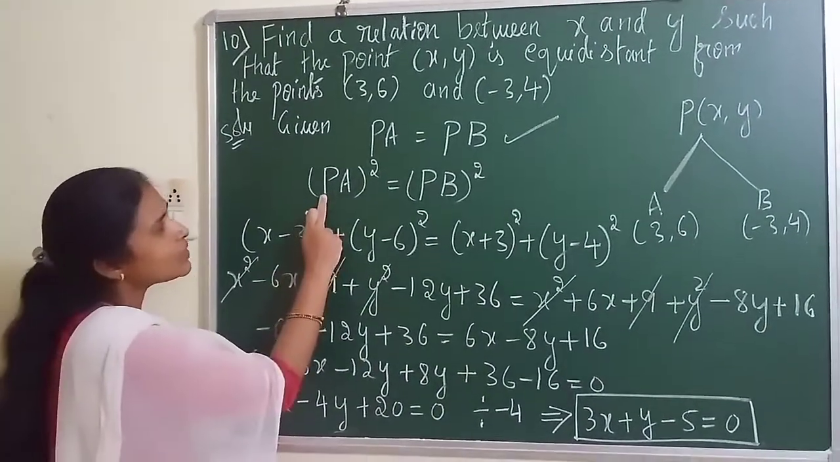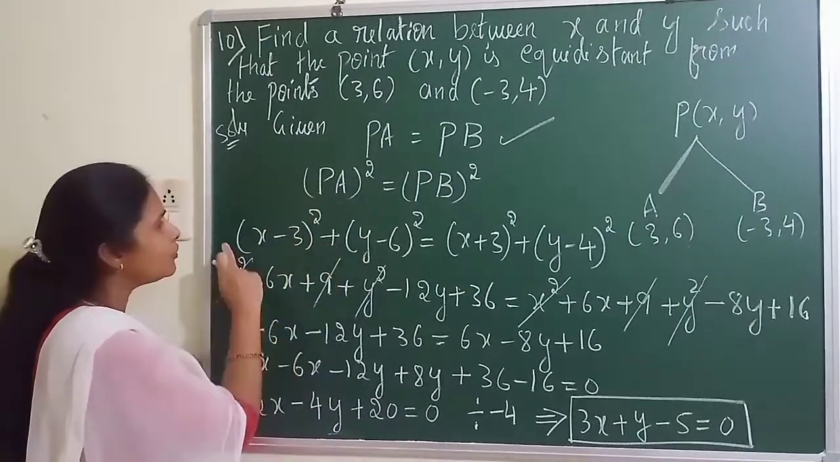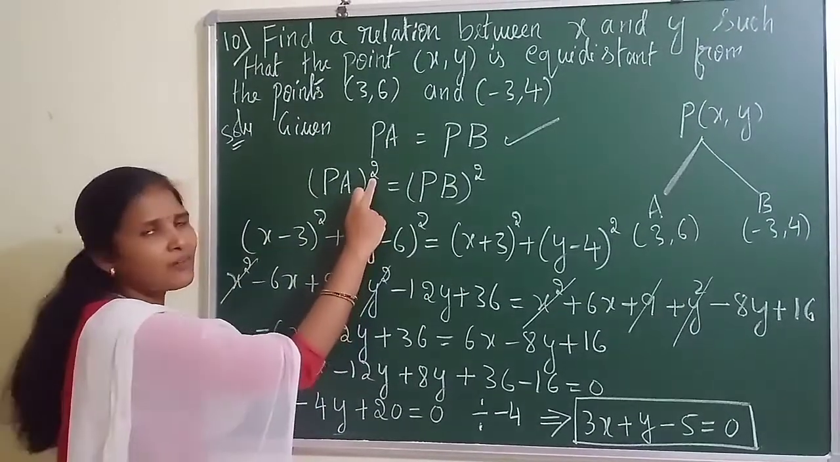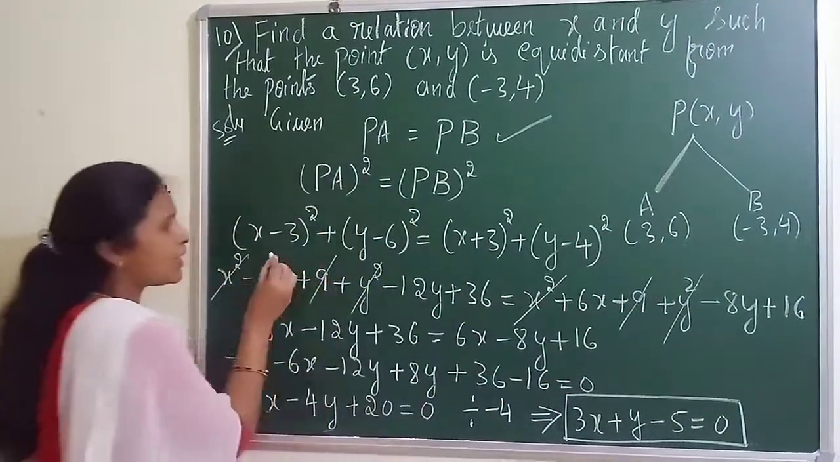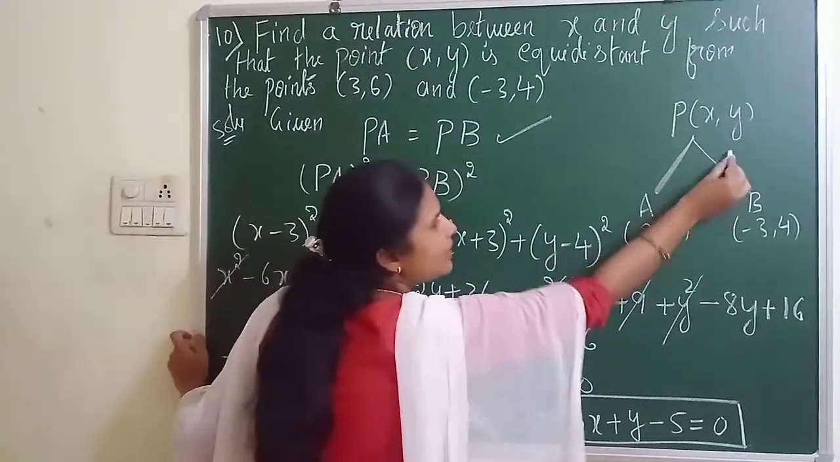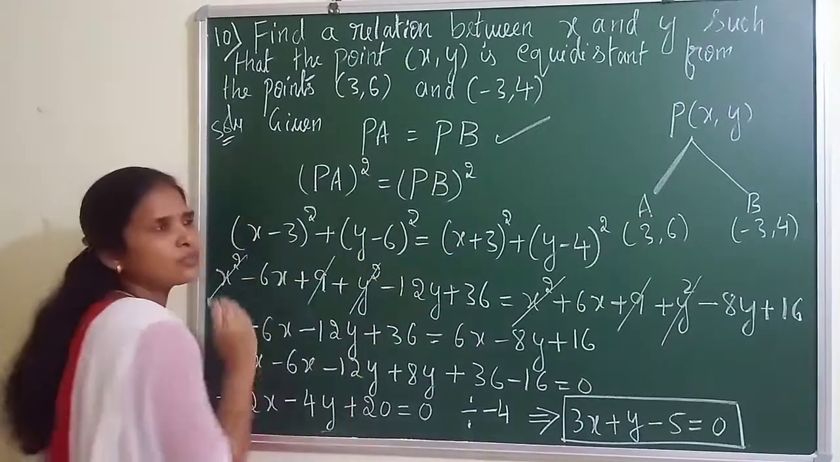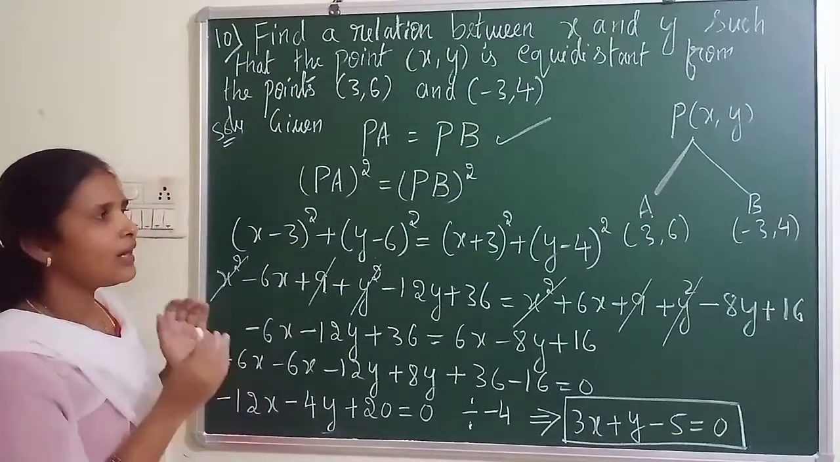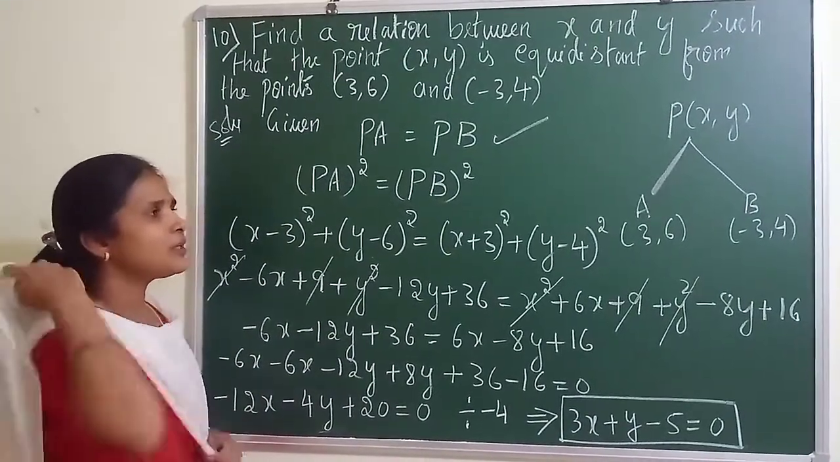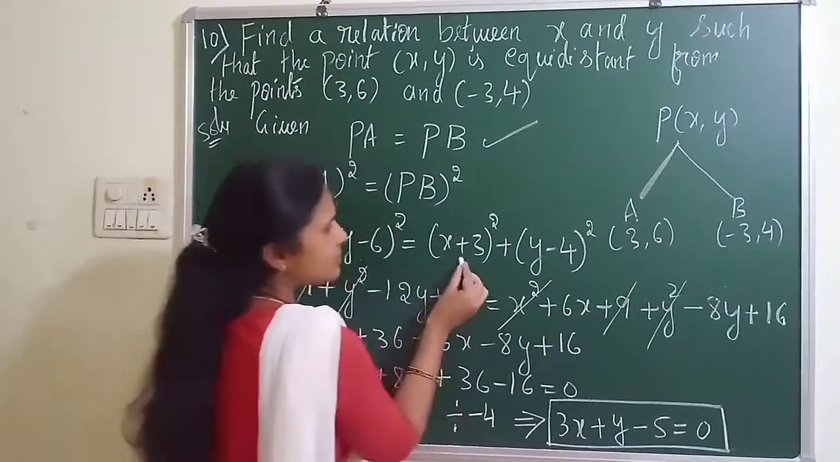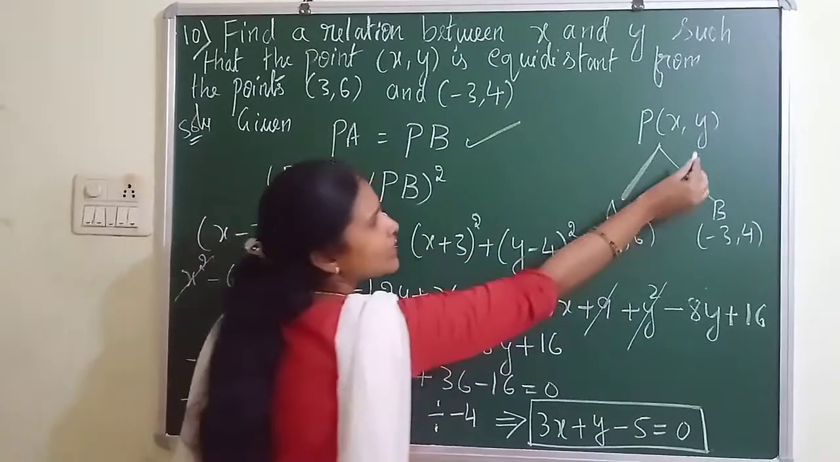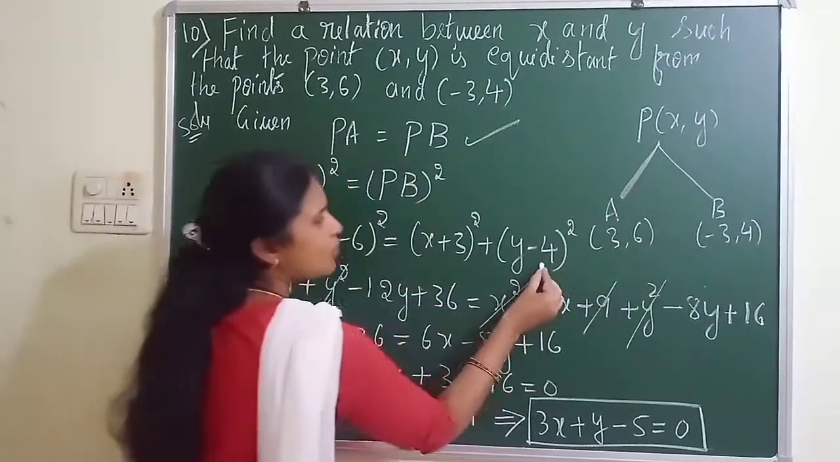So what is remaining? What is the distance between P and A now? We should not write root because already we have taken square. So x minus 3 whole square plus y minus 6 whole square. That is the distance between P and A. Next, the distance between P and B: x minus of minus, that is plus 3 whole square plus y minus 4 whole square.